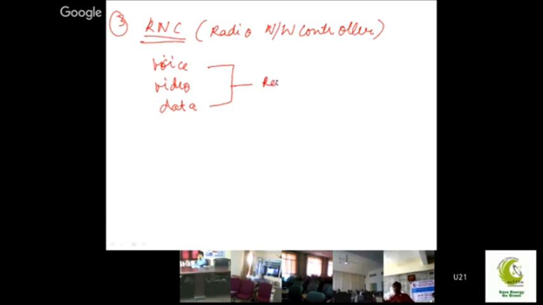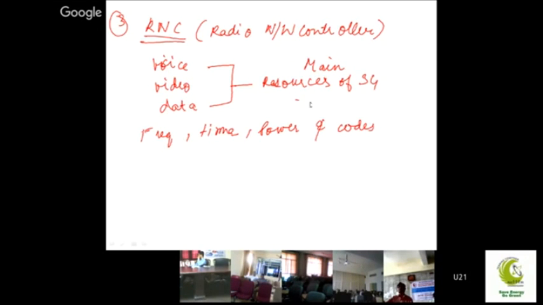These are the main resources of 3G. The 3G network is dealing with three main resources, that is voice calling, video calling, and data. And all three of these are dealt with by frequency, time, power, and codes, as told earlier when we were studying the comparison of 2G and 3G.